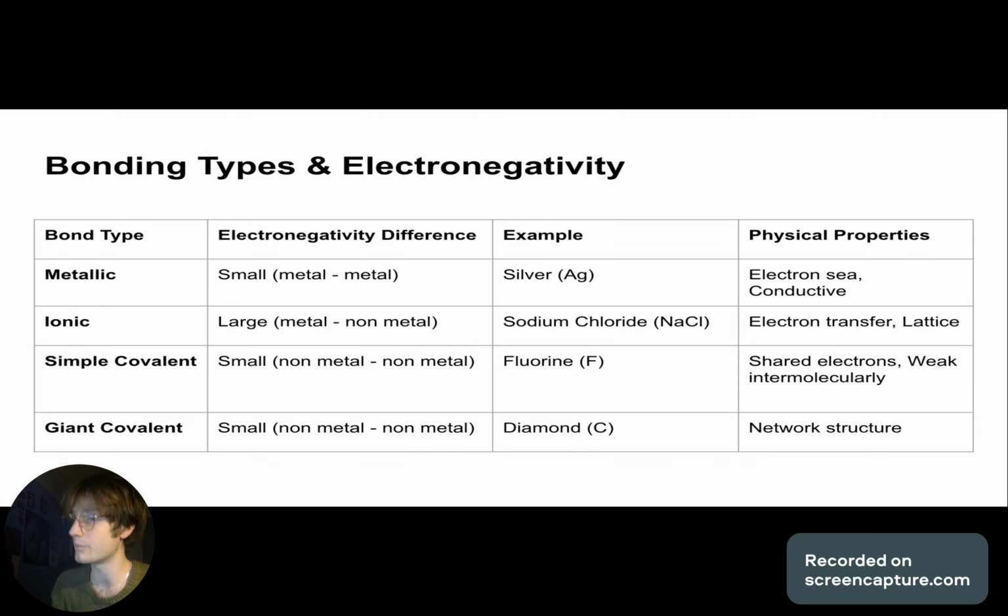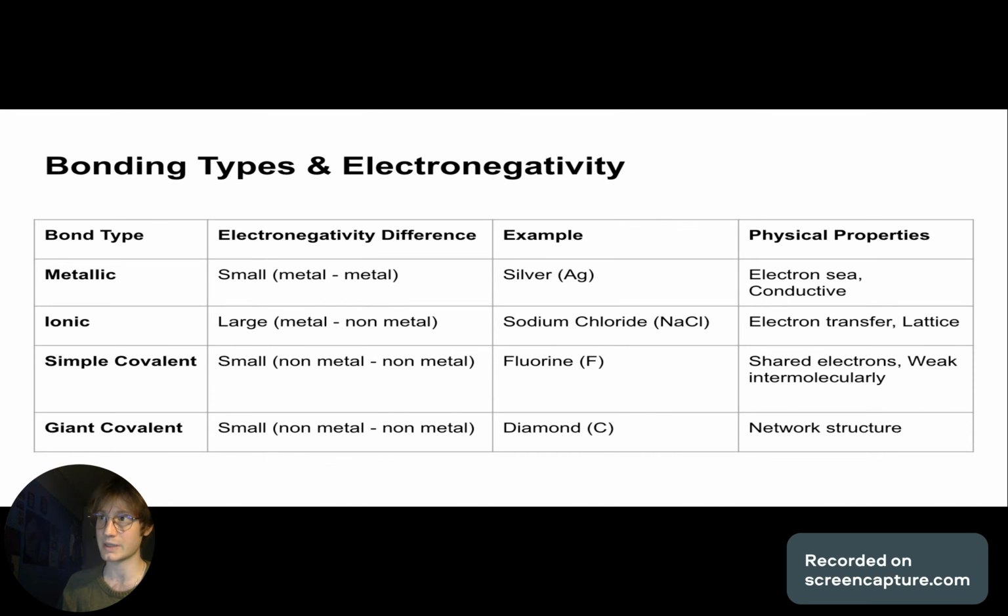Next are the covalent bonds. These are how non-metals bond together, and since non-metals generally have high electronegativity, neither atom wants to give up their electrons completely. Instead, they share. There are two types of covalent bonds. Simple covalent, like fluorine atoms, share a pair of electrons to make the diatomic fluorine molecule F2, and giant covalent, like diamond, where carbon atoms link up in a massive network.